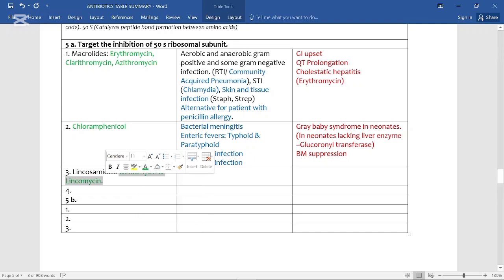50S ribosomal subunit. Now, these two drugs are majorly set apart when it comes to dealing with serious anaerobic infection, especially those that cause peritonitis. So you can write here, it's majorly indicated for serious anaerobic infections. Very good when it comes to dealing with serious anaerobic infection, especially those that cause peritonitis.